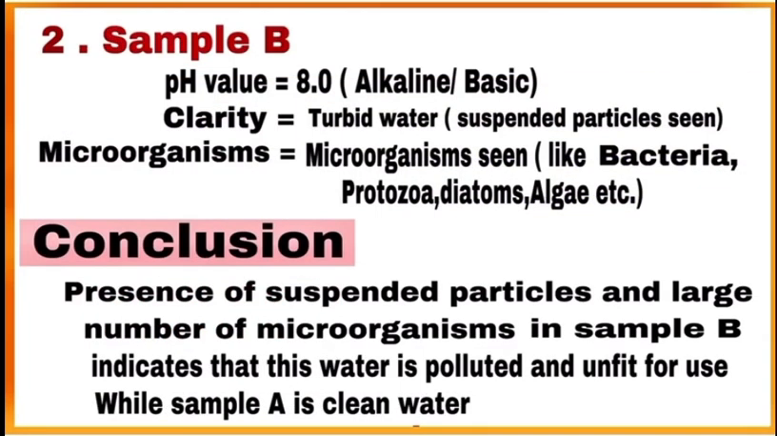Sample B. pH of sample B water is 8.0 as it changes the color of pH paper to blue. Thus, water sample B is alkaline or basic in nature. Clarity. It is turbid water as suspended particles are seen in this sample of water. Microorganisms. Microorganisms like bacteria, protozoa, diatoms, algae, etc. are seen when observed under microscope.